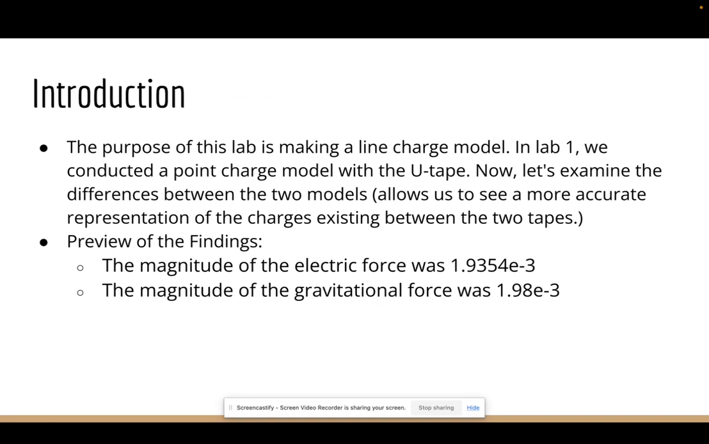The magnitude of the electrical force was 1.93 to the negative third. The magnitude of the gravitational force was 1.98 to the negative third.